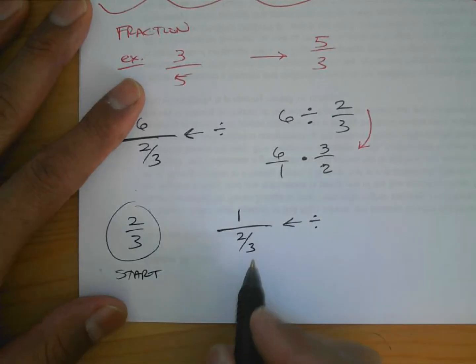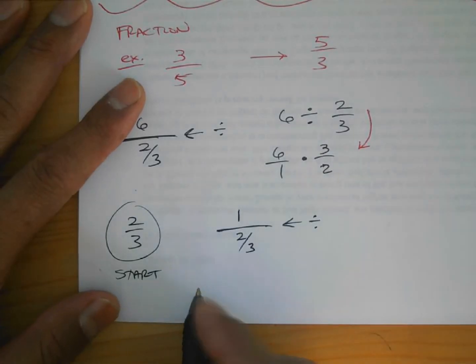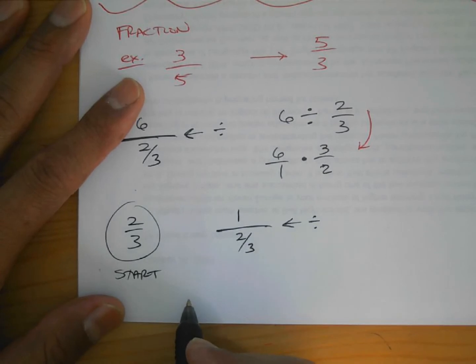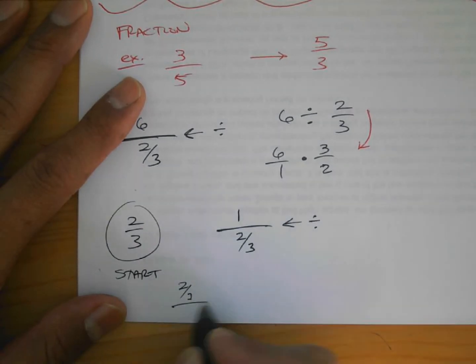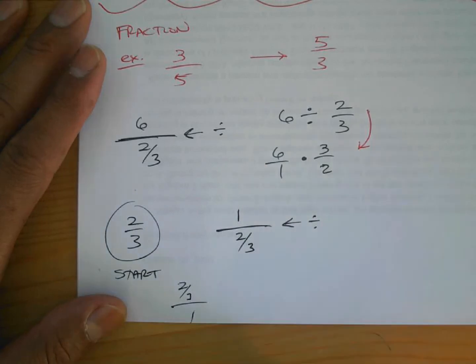Now you don't put 2/3 over 1. Anything divided by 1 is the same thing. Like 5 over 1 is 5. 6 over 1 is 6. You don't put 2/3 over 1. Anything divided by 1, you get the same thing back.